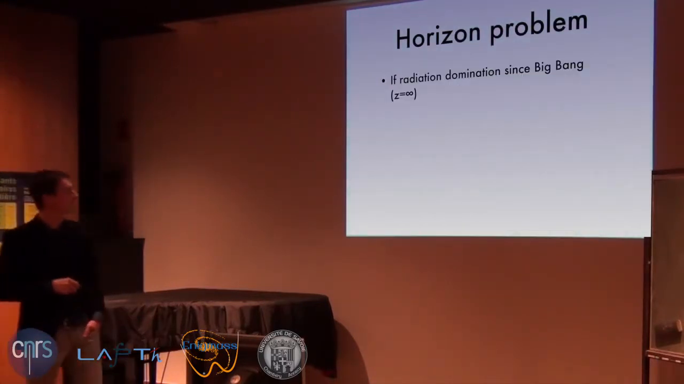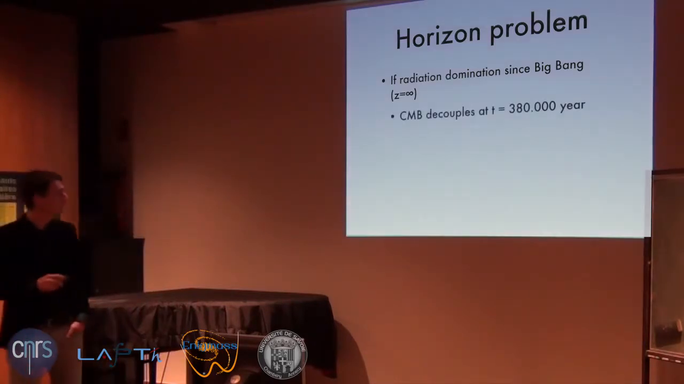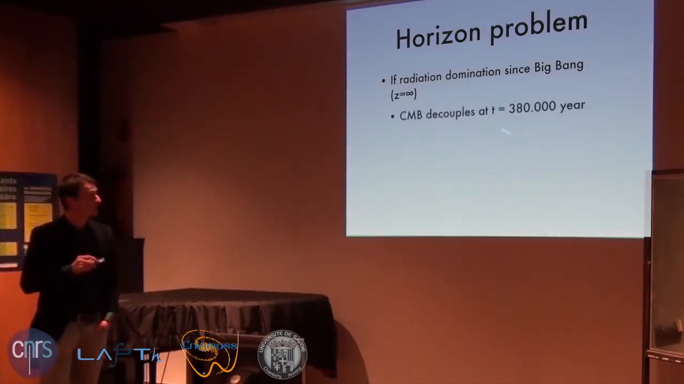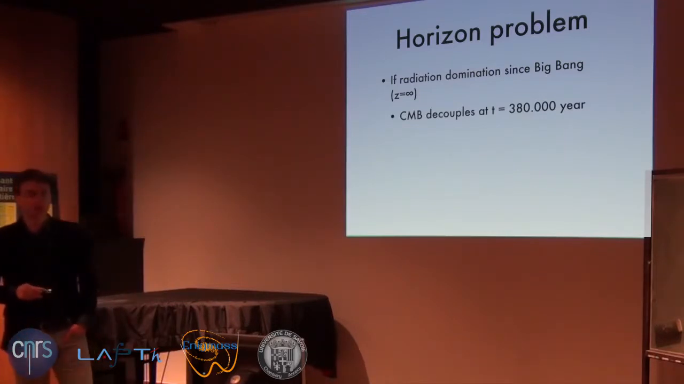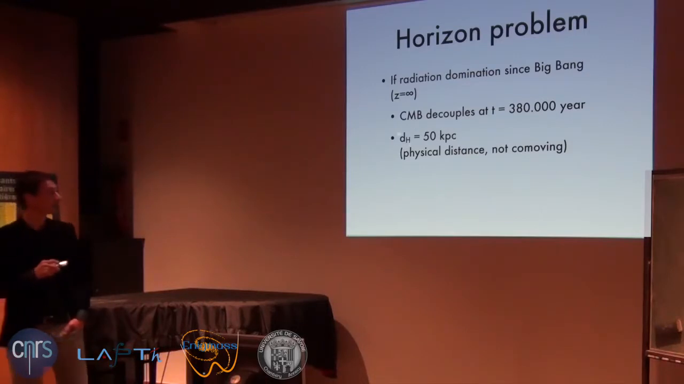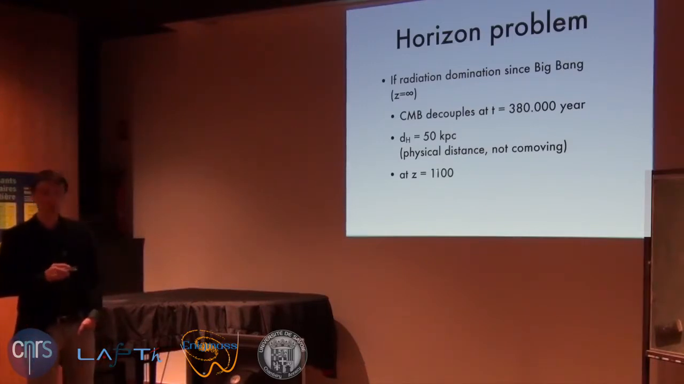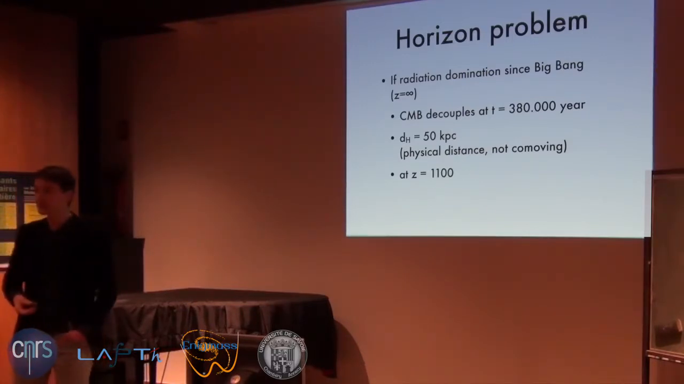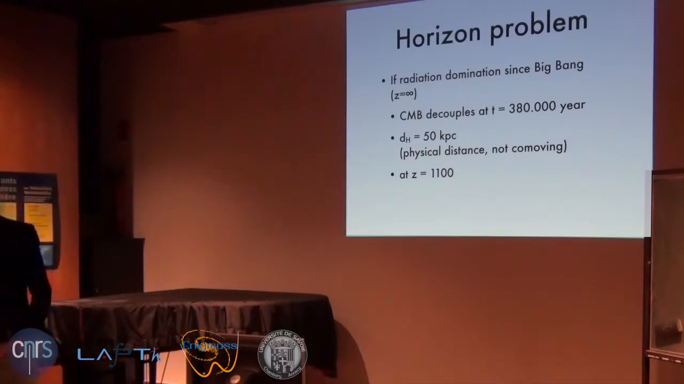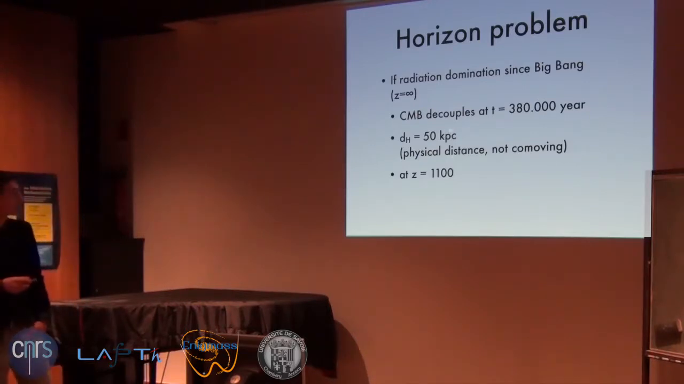So in words, if you had radiation domination since the Big Bang, we don't know about inflation, and the CMB decouples at of the order 100,000 years after the Big Bang, then you can compute what the particle horizon was at the time of decoupling. We can compute at what temperature the photons decouple, given the constituents of the universe. And we observe the temperature today, so we know at which redshift it happens.